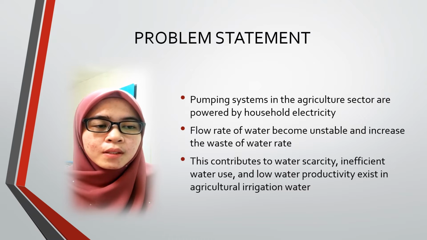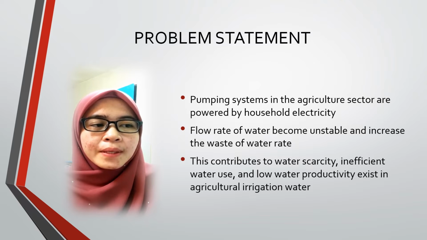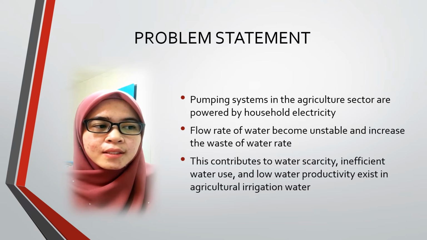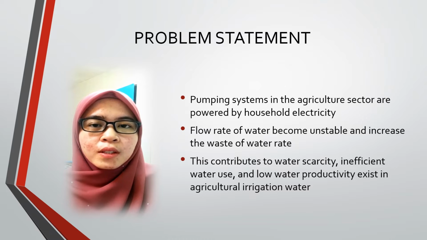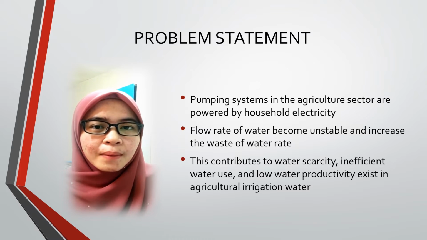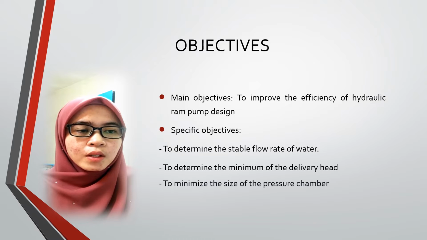Next, problem statement. In the agriculture sector in this century, many pumping systems are powered by household electricity. The cost of electricity increases as its daily use is required. Second, water must be supplied in various locations away from the water source, and this causes the flow to be unstable in the pipeline.